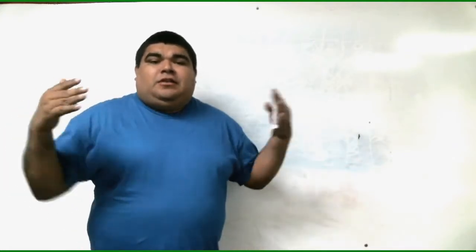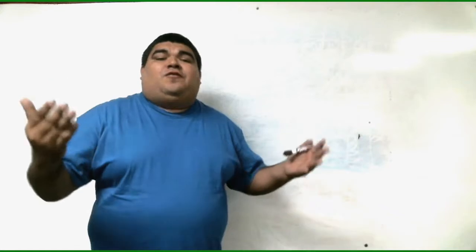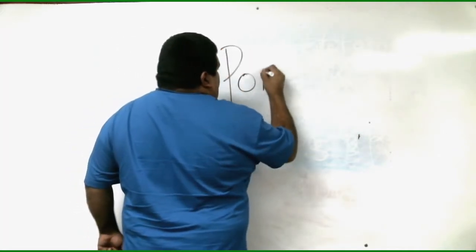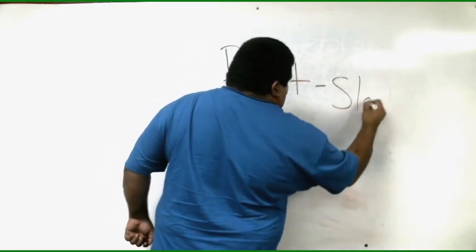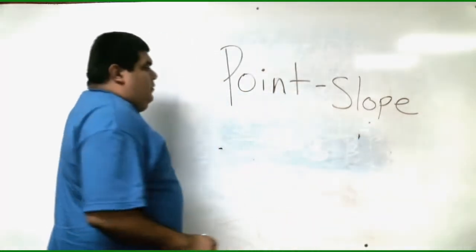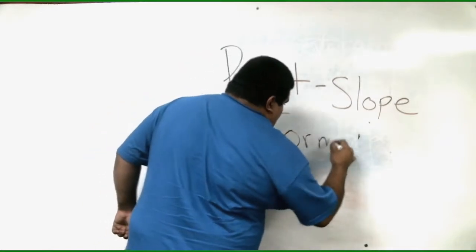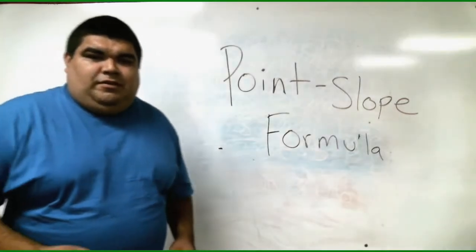Welcome back to math. Last class we learned about slope-intercept form and how we have to solve for b in order to get a new equation. Today we're going to use the other formula that can also be used. It's called point-slope formula.